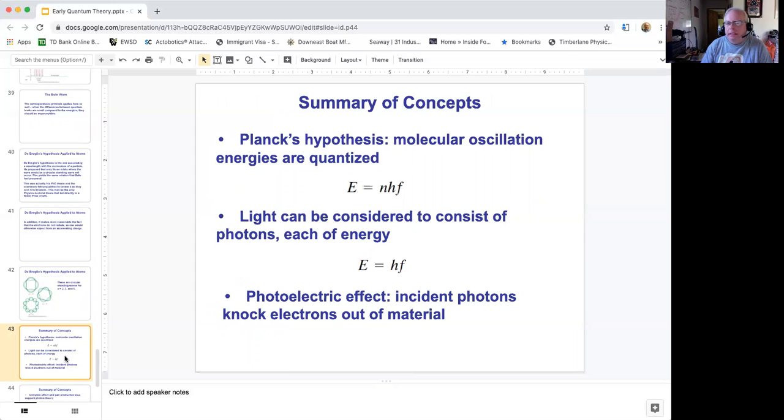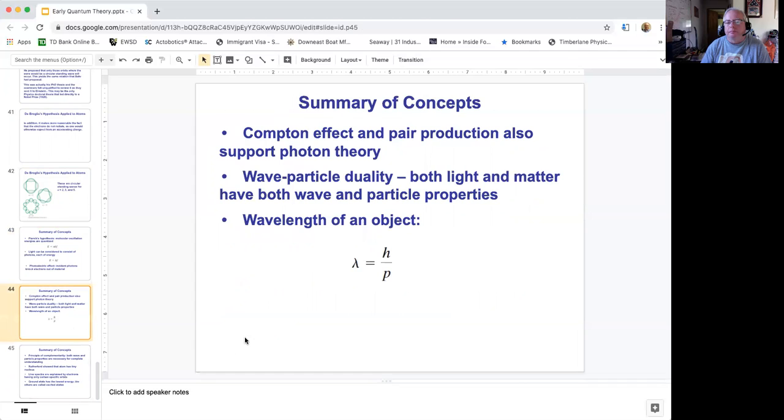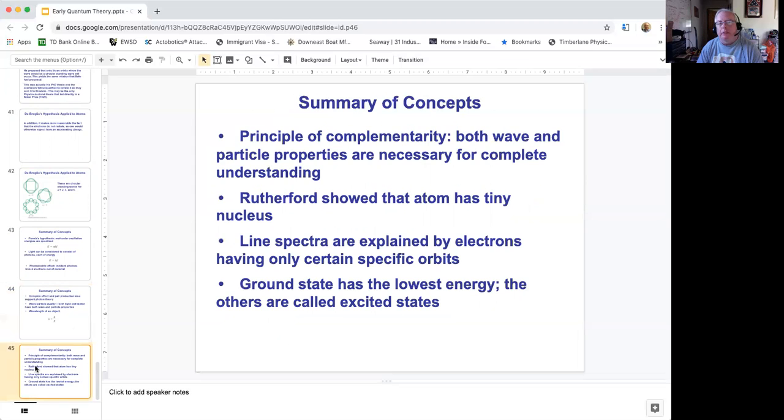So here are the main ideas. Number 1, quantization of energy as far as light's concerned. Direct evidence of this came from Wien's law, which came from the photoelectric effect, and that implies that we could think about light as a wave and as a particle at the same time. So both matter and light have wave and particle properties.